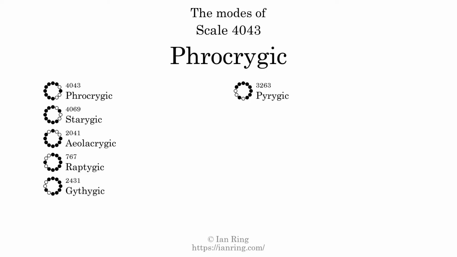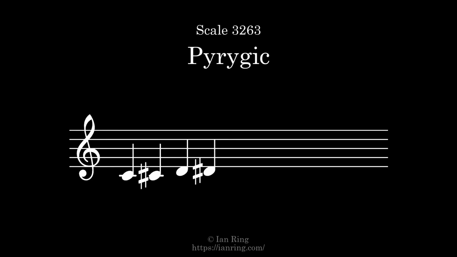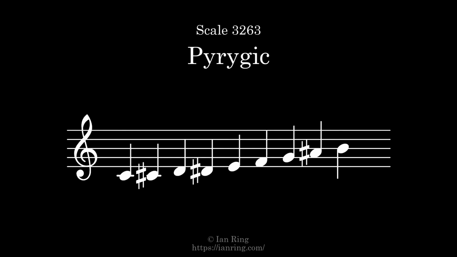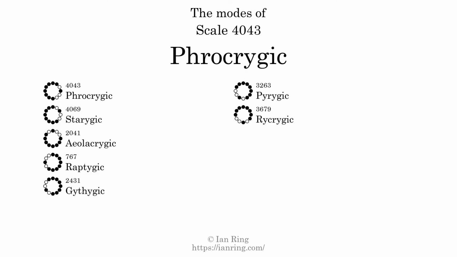The sixth mode is scale 3263, also known as Phrocrygic. It sounds like this. The seventh mode is scale 3679, also known as Phrocrygic. It sounds like this.